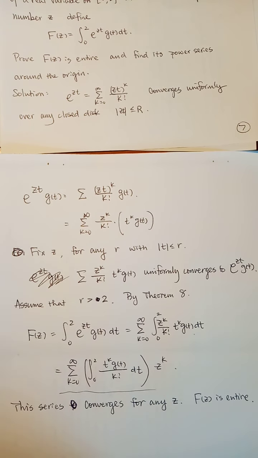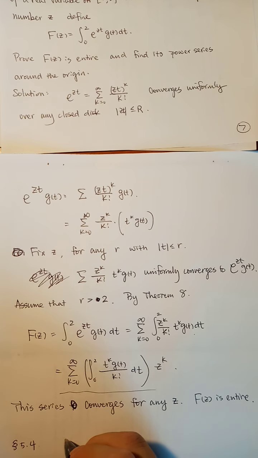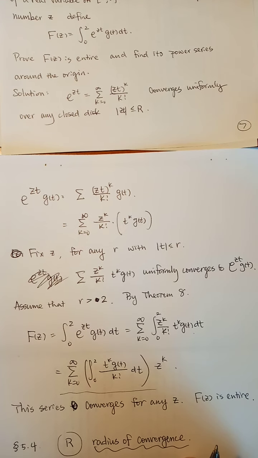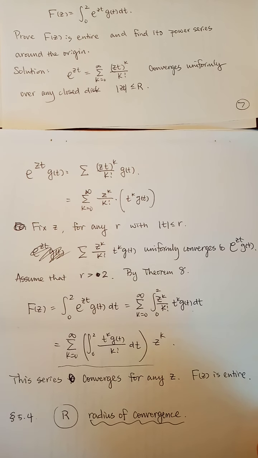Okay, so here we finish section 5.2. Section 5.4 gave a discussion about the radius of convergence. Section 5.4 is the theory of radius of convergence. How do we define it in the right notation? We are going to skip this section.